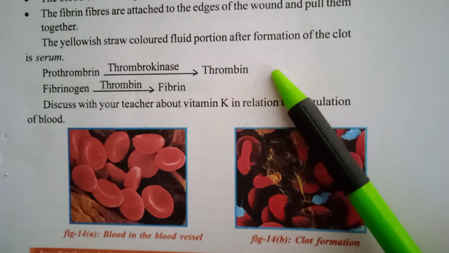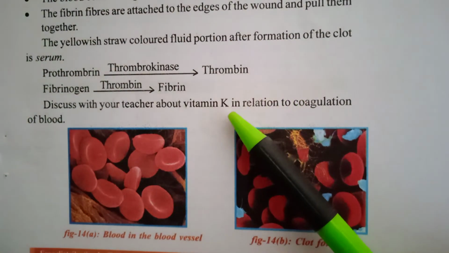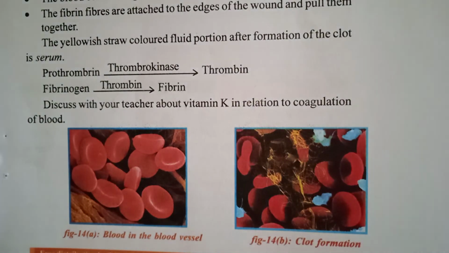After clotting of blood, a yellow straw colored fluid is formed, called serum, and vitamin K is also helpful in clotting of blood. That is a brief description about coagulation of blood, on page number 63, Unit 3.